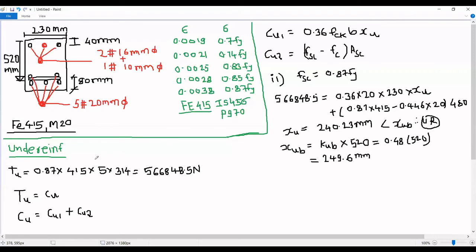Now, let us work out if XU is 240.23, then what is the value of strain in compression steel? So I will draw a small figure here.